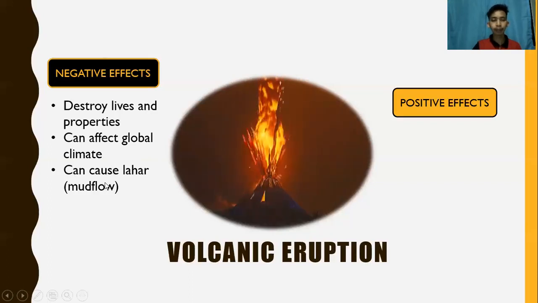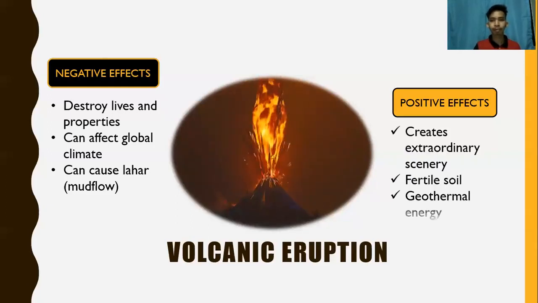Next, it can cause lahar or mud flow. When volcanic eruption happens when there is rainfall, the magma will mix with water and then afterwards form mud flow together with the soil. Now, if there are negative effects, there are also positive effects. Let us identify them one by one.